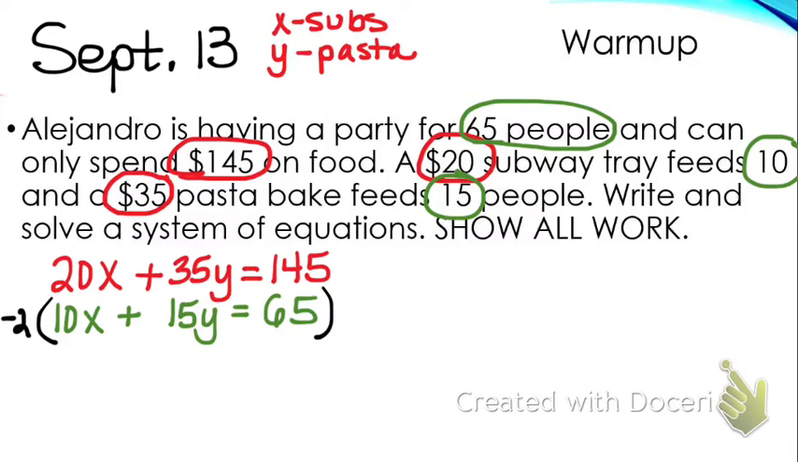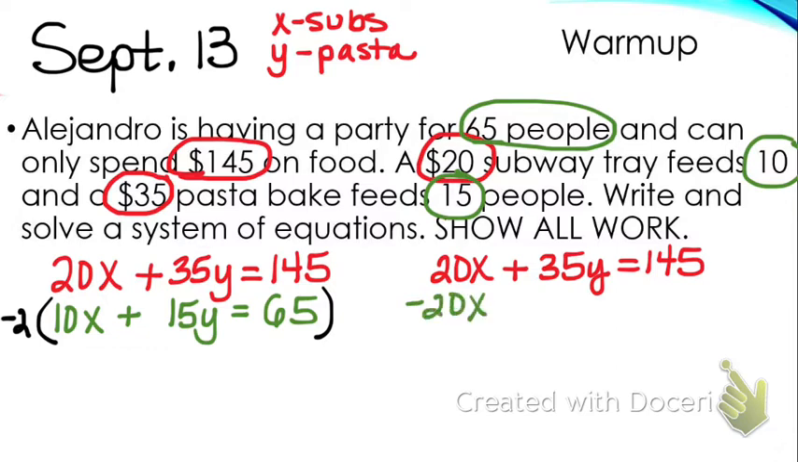So the first equation is not going to change. The second equation, you're going to multiply it by -2. So multiply the entire equation by -2. So you got -2 times 10, that's a -20. -2 times 15, it's -30. And -2 times 65 is -130.